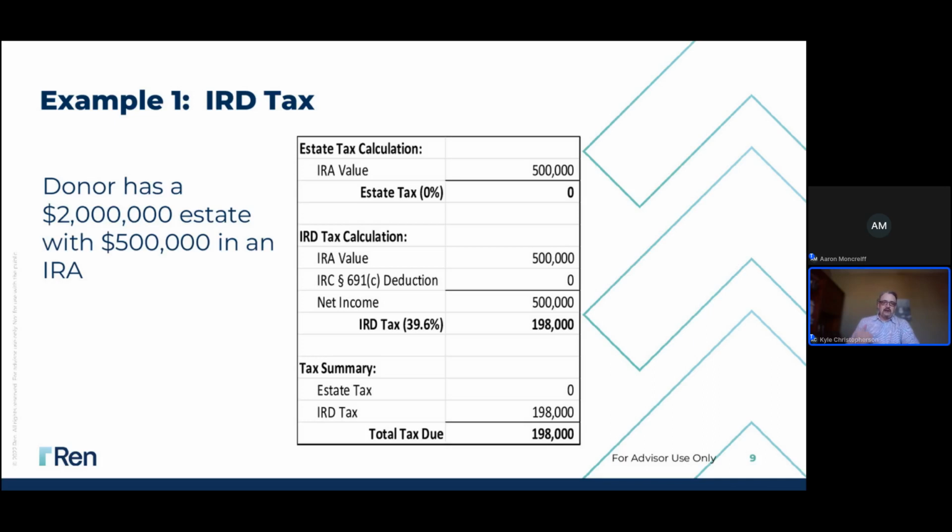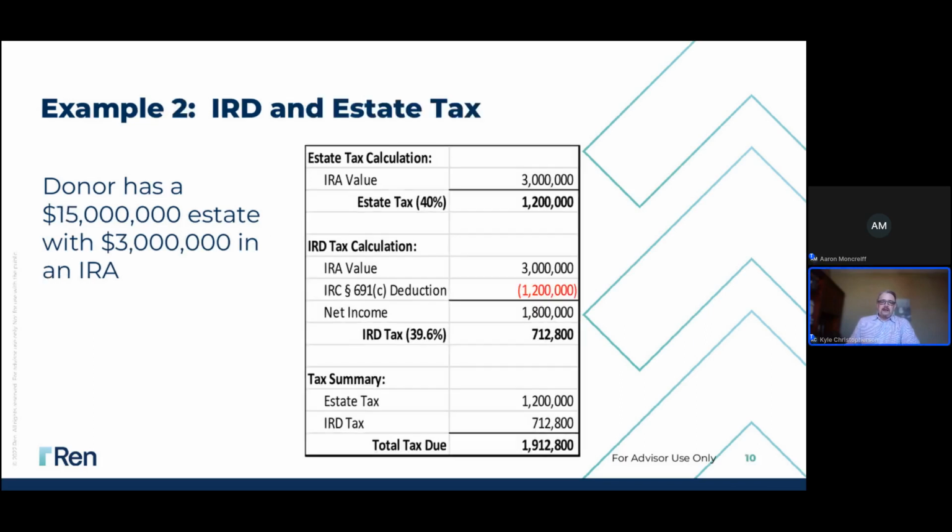So if the IRA is going to go directly to that individual, then you're going to have to pay tax on those assets coming out of the IRA. So you've got an IRD tax of 39.6%, which is going to be $198,000. So you've got $198,000 of that $500,000 IRA going to the federal government in IRD tax. Now, in this example, this is made a little bit worse.